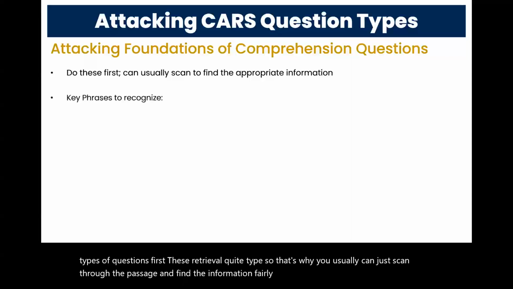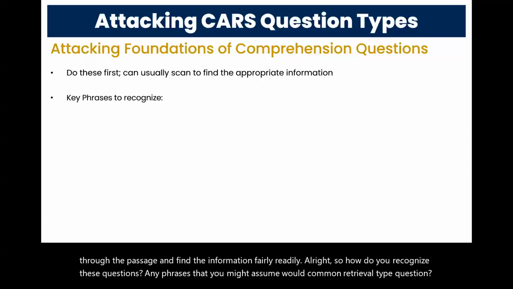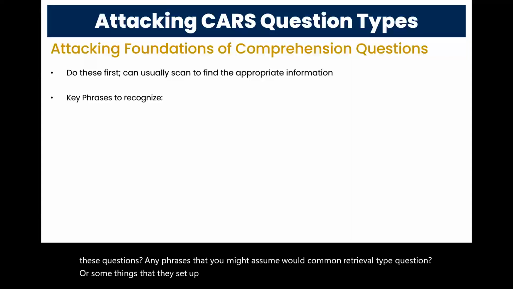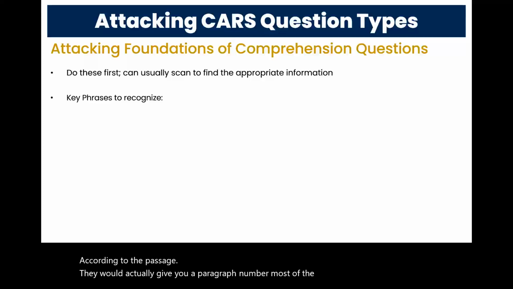All right. So how do you recognize these questions? Any phrases that you might assume would come in a retrieval type question? What are some things that they set up in questions to do that? Based on the passage, according to the passage. They would actually give you a paragraph number most of the time. They do that a lot. Anything else?